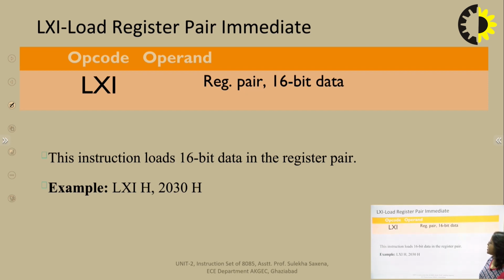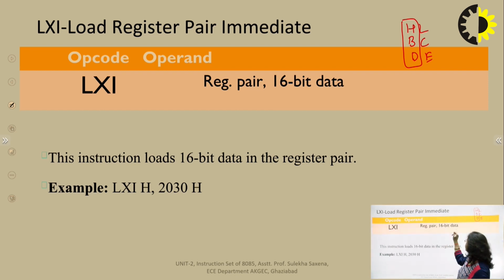Now LXI. LXI is another immediate mode instruction, but in this the 16-bit immediate value is copied to a register pair. One more we have read, that is MVI. In MVI, 8-bit data is copied to a register, whereas in LXI, 16-bit data is copied to a register pair. As we all know, there are 3 register pairs: HL, BC, DE. We just write the first register, and by default the second will be H with L, B with C, and D with E. So LXI, register pair, comma, 16-bit data.